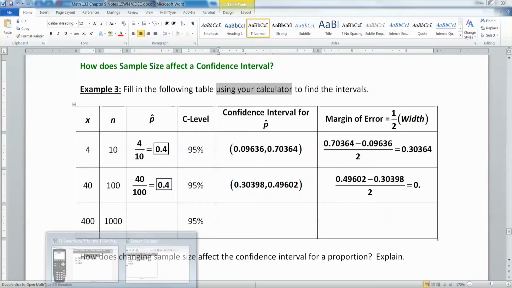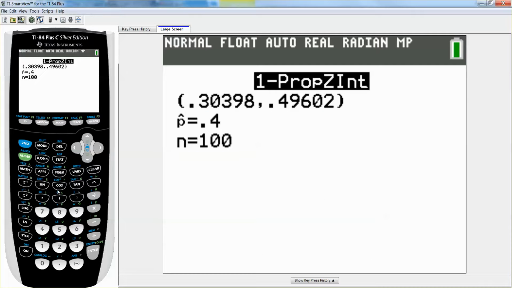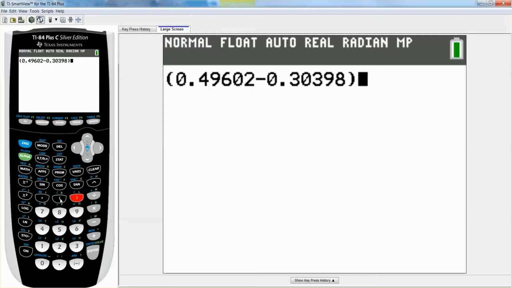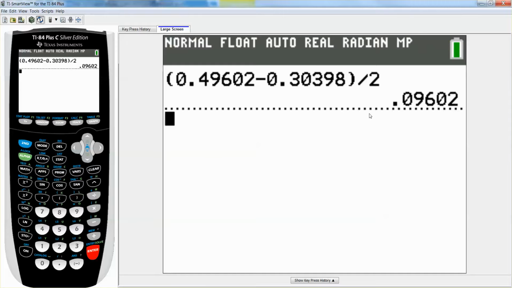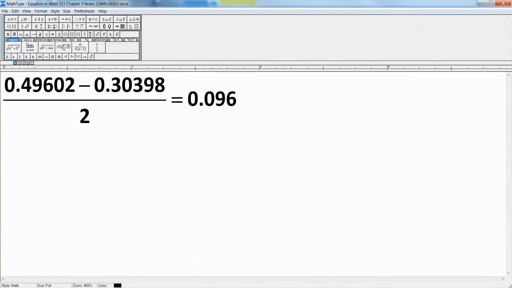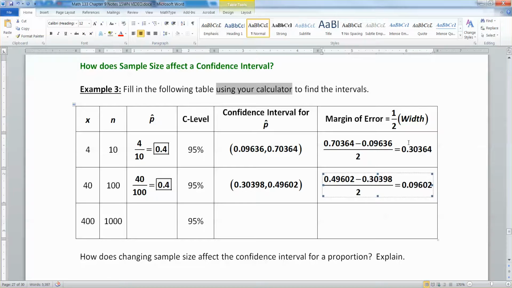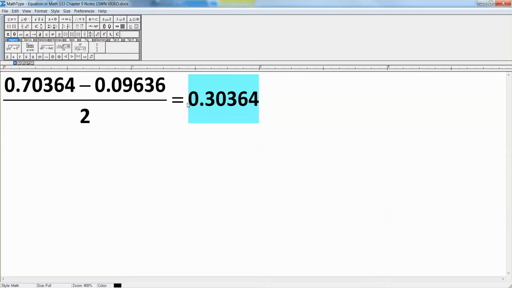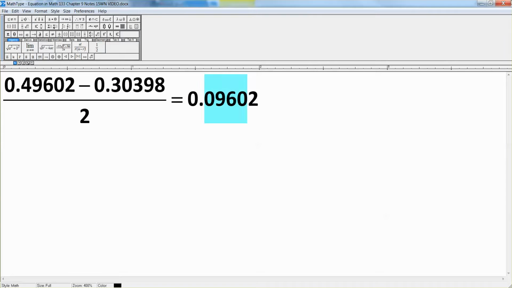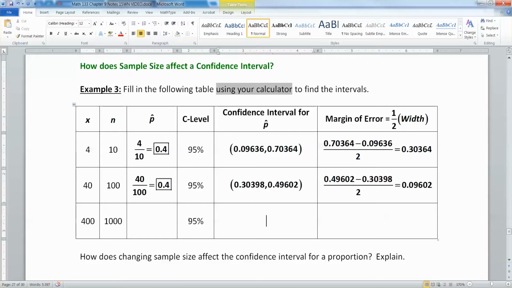So we need to find that margin of error. I'm going to do it all at once this time. I don't feel like doing two separate parts. So parentheses, 0.49602 minus 0.30398, close my parentheses, divided by 2, and it's 0.09602. So we went from having a 30% error, look at that, 0.30, to 9.6%. That is quite a significant difference.